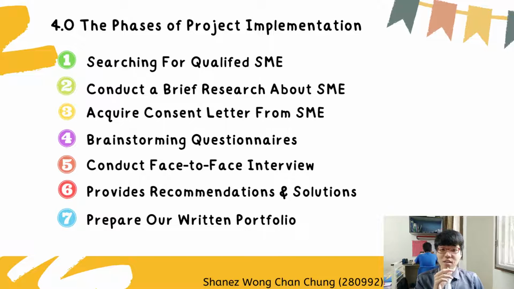And then the second step is after we have set our target, we'll try to conduct a brief research regarding the shop. For example, we'll try to find what products they provide or what kind of service they provide. And then the third step is after we have conducted our research, we try to obtain the consent letter from them. This is mandatory for our project, and at the same time, it's also quite convenient for us to arrange our face-to-face interview schedule with them.